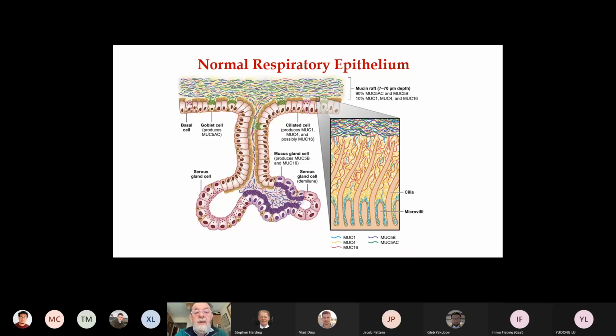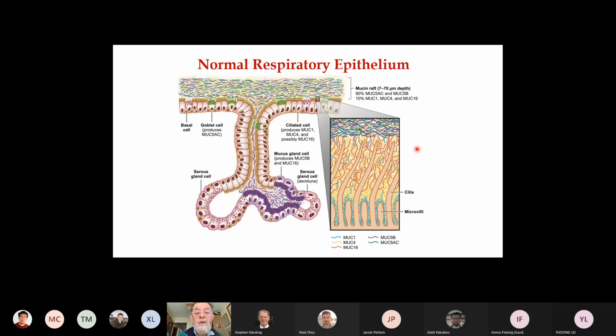Those ciliated cells have contact with the secreted mucus gel, which is right at the top of the diagram there, and they beat into that mucus gel to drive it forward and to remove it from the surface.